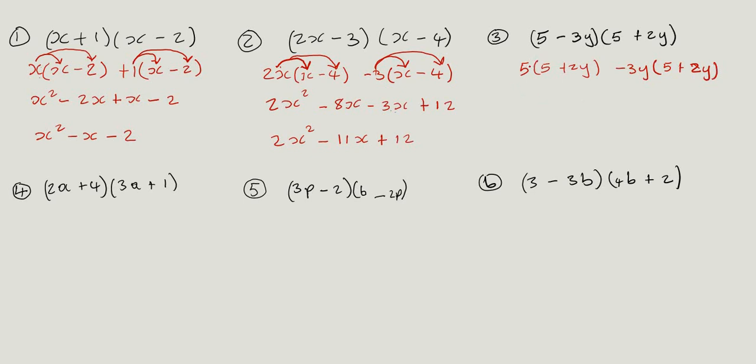Then we apply the distributive law, which is to take the term on the outside to multiply each term on the inside. So we're going to take this 5 to multiply the first term, which is 5. So 5 times 5, that's going to give us 25. And 5 times 2y, that's going to give us 10y.